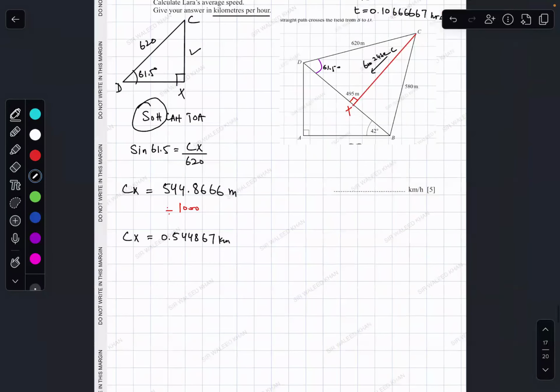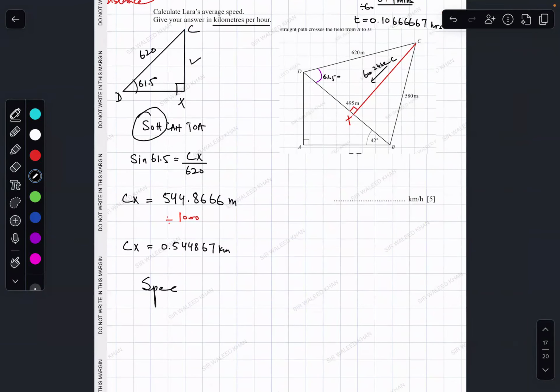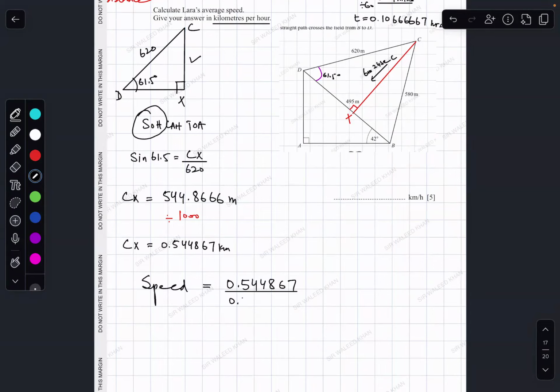kilometers. Now we have it in kilometers and in hours, so I can find the speed. Speed is equal to distance over time. The distance is 0.54487. Either use the answer key on the calculator, or you can use as many decimal places as you can, divided by the time, which is 0.10666667. Work it out. 5.11. 5-mark question for proper working.